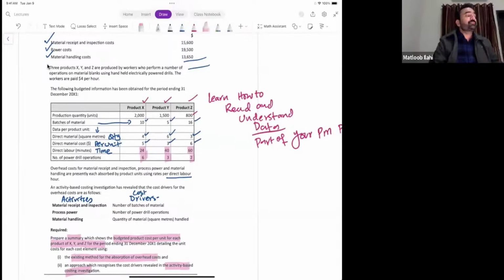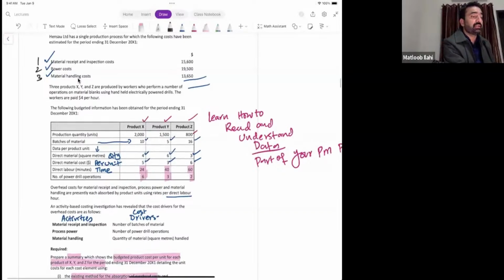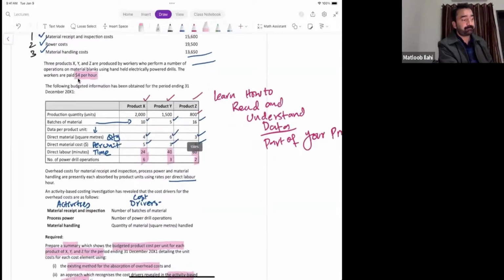Okay, so I hope you have understood the data that there are three activities: material receipt, inspection, and inspection cost. This one, power cost and material handling cost. These are the three activities. And then you are told that the other data is that the labor rate is $4 per hour. Okay, workers are paid. And you are also told in this table the other details about the data.